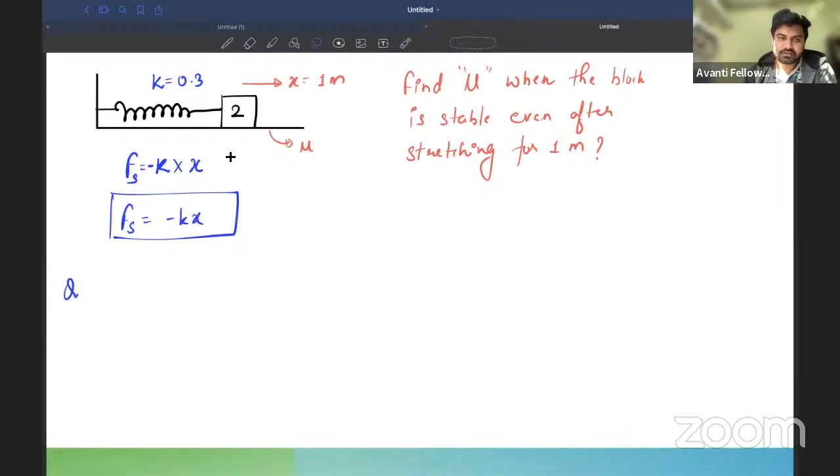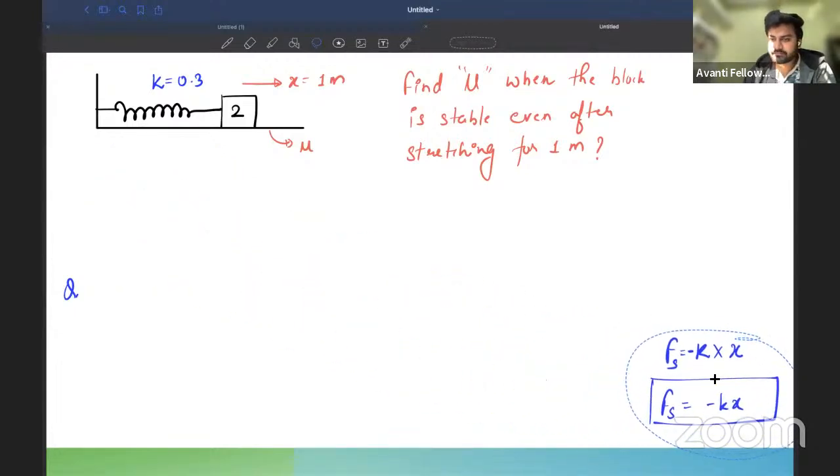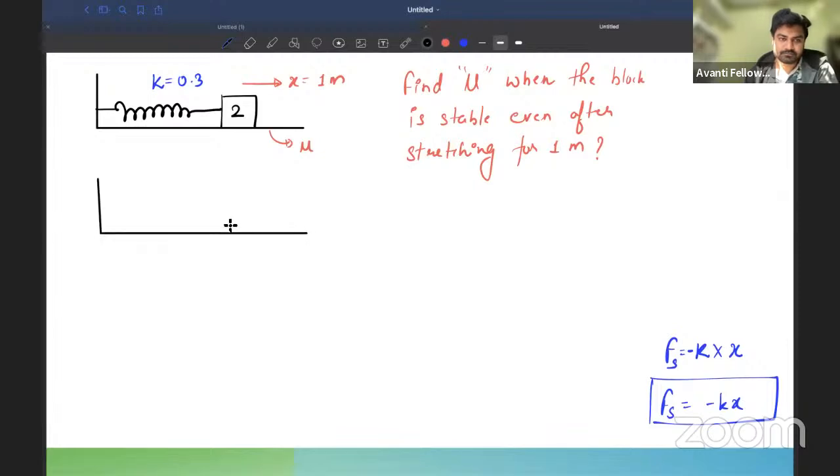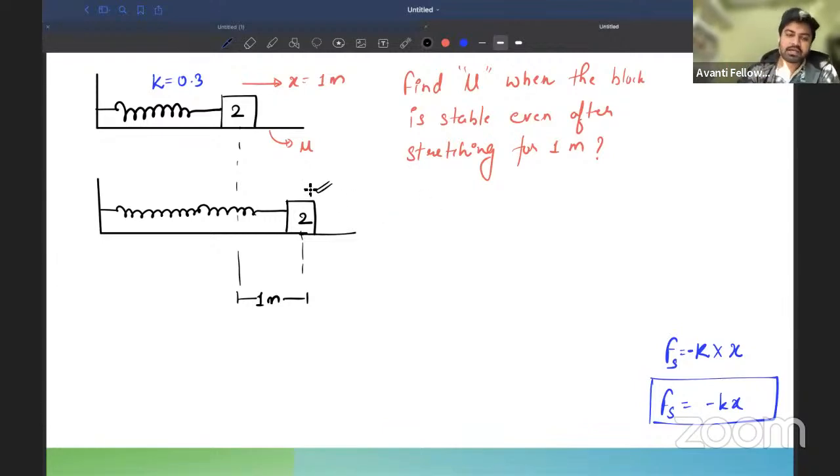Okay, I'm going to move this concept to some other place. So I pulled this block by 1 meter. If we pull it 1 meter, how will it look? It will be somewhat like this. Let's say this block is pulled by 1 meter. Now this is the new position of the block and now it is stable.